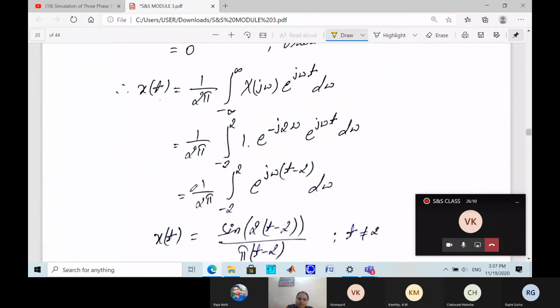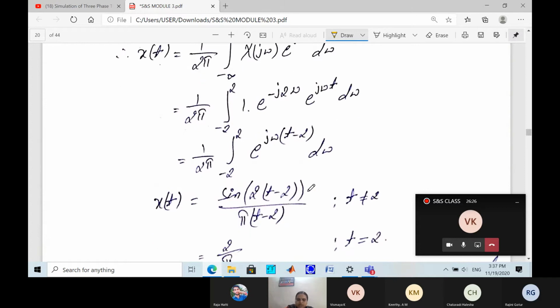Then 1 divided by 2 pi, integration from -2 to +2 of e power j omega, combining these two, j omega (t minus 2) d omega. When you integrate this, following the same steps as in the previous one, you will get sine 2(t minus 2) divided by pi(t minus 2) when t is not equal to 2. When t is equal to 2, what will we get? 2 minus 2 is 0, and e raised to 0 means 1.